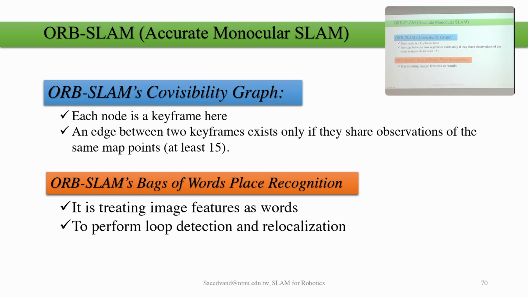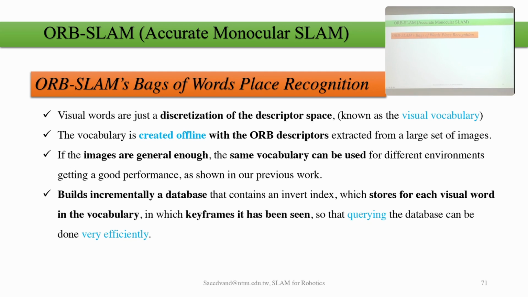Then bag of words place recognition, I already explained. It is training image features as words to perform loop detection and relocalization for the loop closing problem specifically, because this part is mostly focused on closing the loop by keywords. If you have words instead of features, it's easier to compare and quickly find the idea: chair, this should be loop closing. Chair, computer, laptop, this should be the same one that I've seen already. You see, for loop closing, this word recognition part is very useful.